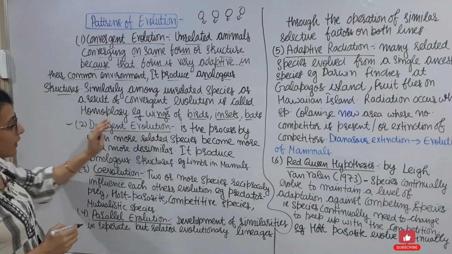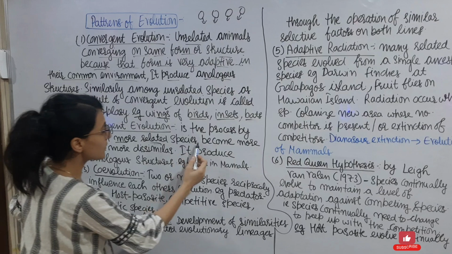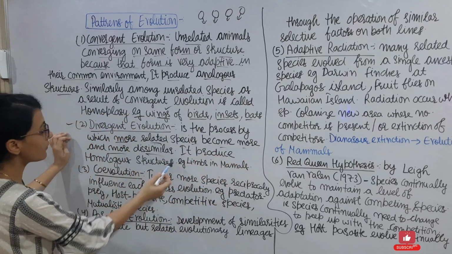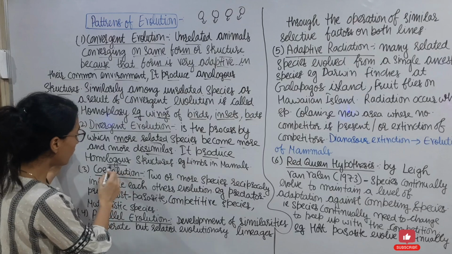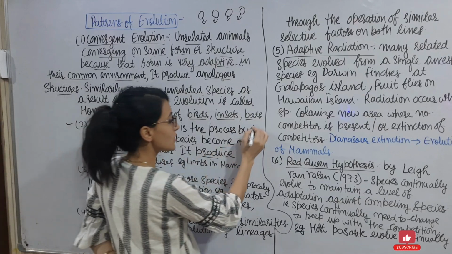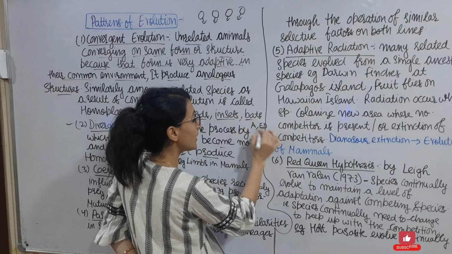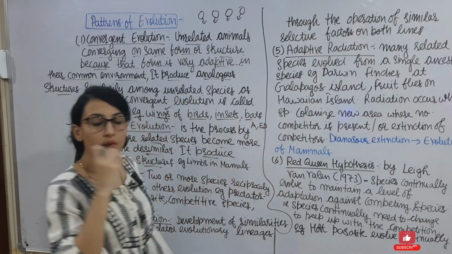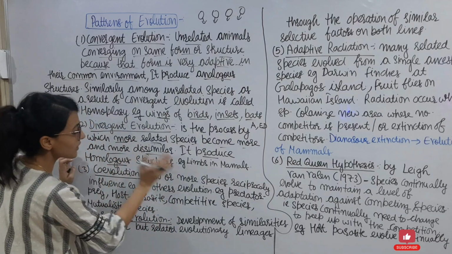After that, second is called divergent evolution. It is the process by which more related species become more and more diverse or dissimilar. And divergent evolution produces homologous structures. What are homologous structures? These are structures which have common ancestry and common embryonic development, but differ in their structure and function. So this is called homologous structures.